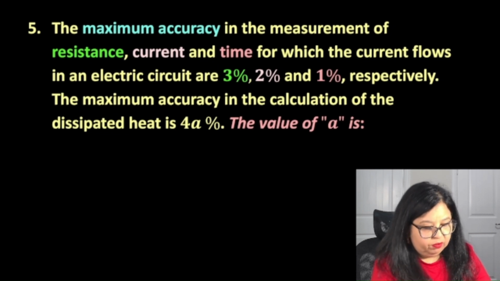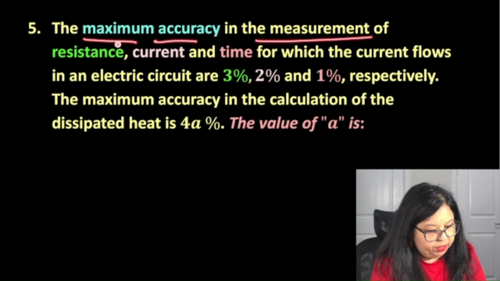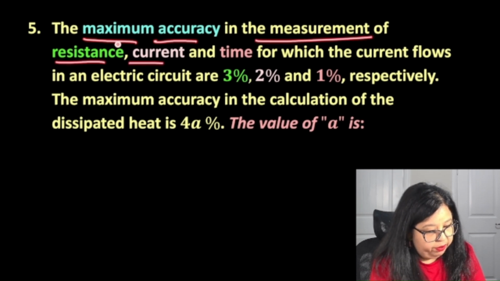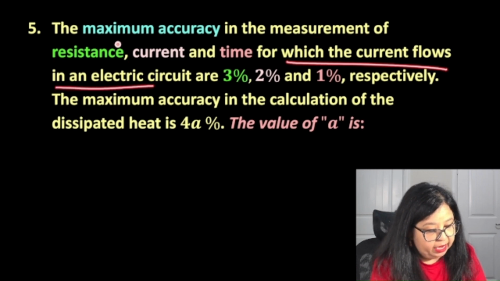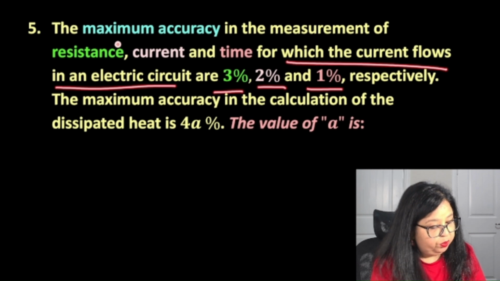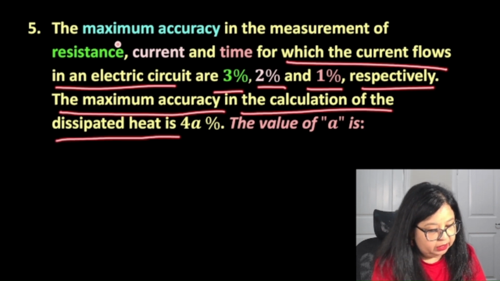Problem number 5. The maximum accuracy in the measurement of resistance, current, and time for which the current flows in an electric circuit are 3%, 2%, and 1% respectively. The maximum accuracy in the calculation of the dissipated heat is 4A%.